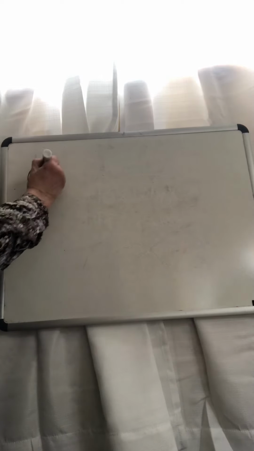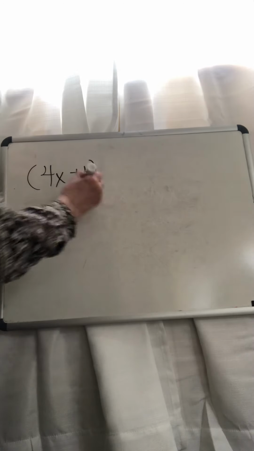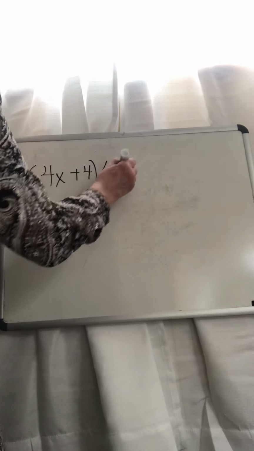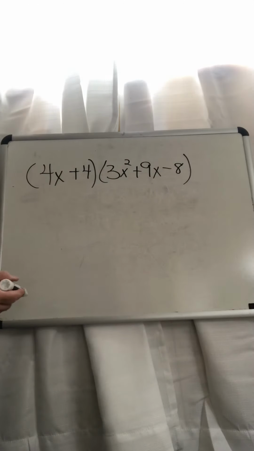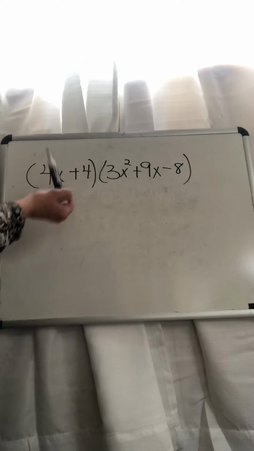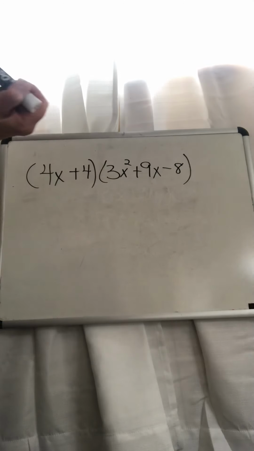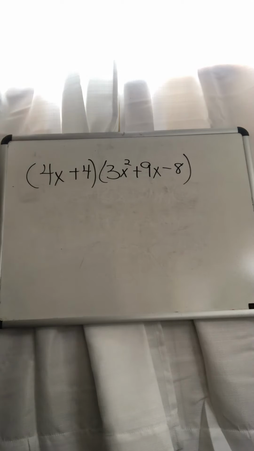So number 15, I'm going to start over here. We've got 4x plus 4, and then a new parenthesis, 3x squared plus 9x minus 8. Okay, so you probably noticed that we've got two terms in the first parenthesis, and then we have three terms in the second parenthesis. So we're actually going to be multiplying it the same way that we did the other one, only now we have three terms.